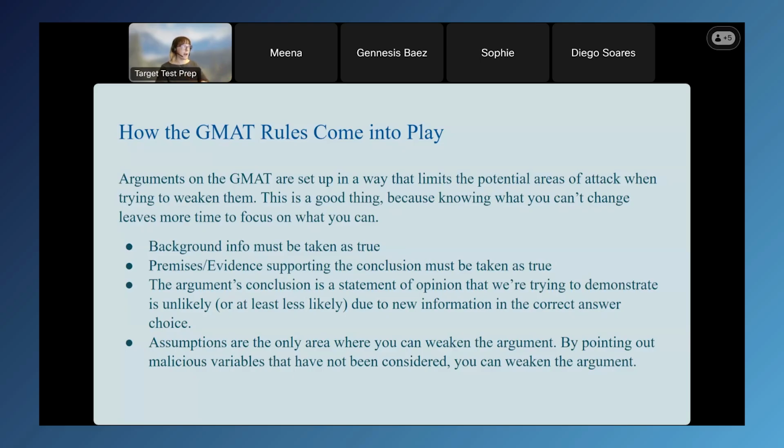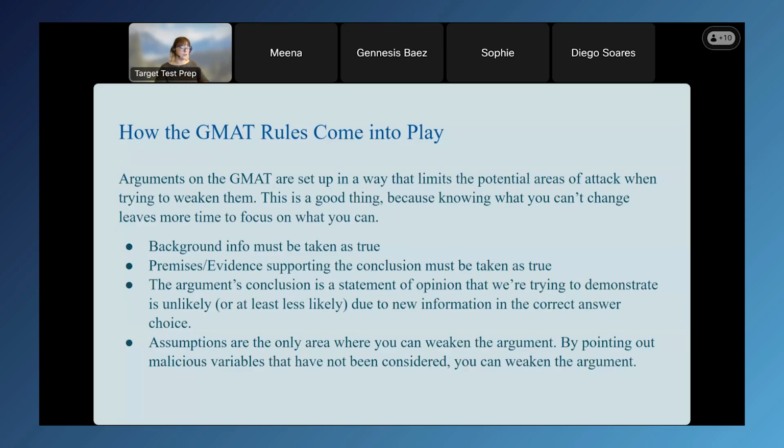So background information, anything that sets the context of an argument, that is something that we must take as true. Premises or evidence that is used to support the conclusion must also be taken as true. So we can never argue with either of those things. Those are just things that we take as fact. The argument's conclusion is a statement of opinion.